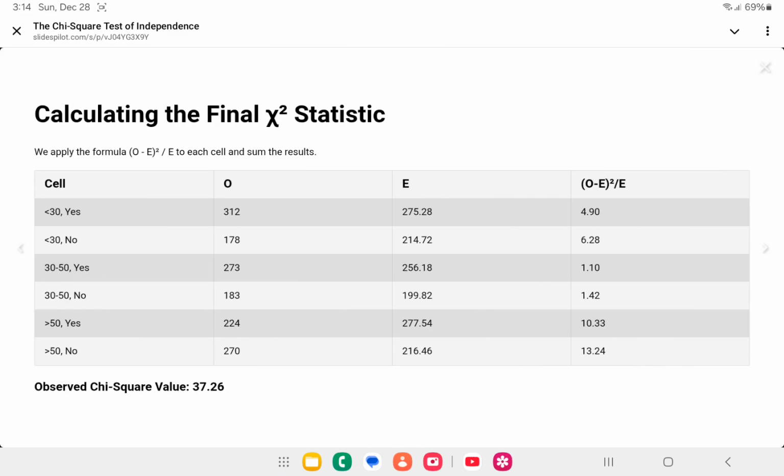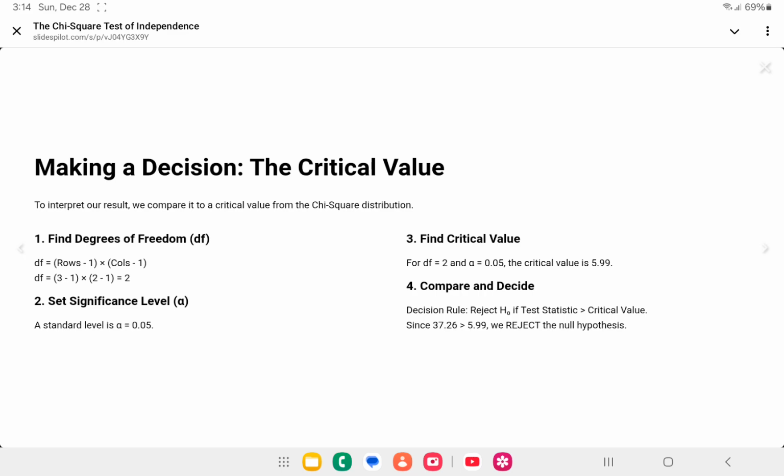Let's now compute the value of the chi-square statistic for the problem. For the first cell, we take the observed 312 minus the expected 275.28, square the result, and divide by the expected. We do the same for the 178, the 273, the 183, the 224, and the 270. On computing these, we have an observed chi-square value of 37.26. Now back to the hypothesis test. The degrees of freedom for the chi-square test of independence is number of rows minus 1 times number of columns minus 1. Since we have 3 rows and 2 columns, the degrees of freedom computes to a value of 2.